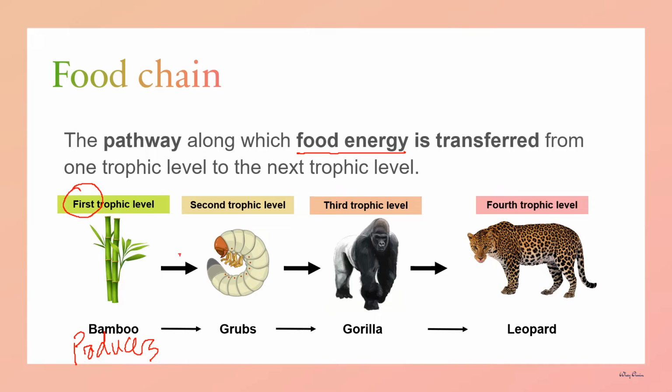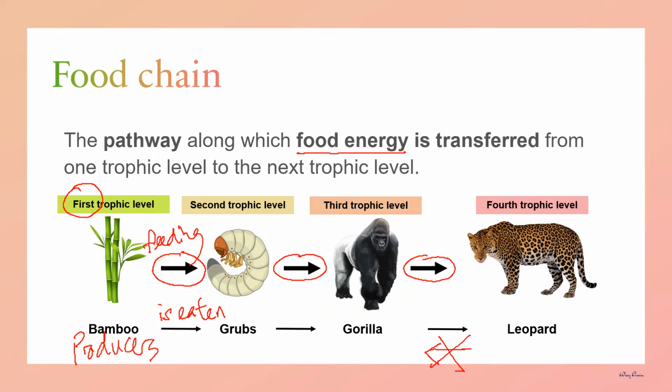The arrow shown in a food chain is representing the feeding relationship, which is always one way. That means the bamboo is eaten by grubs, and the grubs are eaten by gorilla, and gorilla is eaten by leopard, but not another way around. This is impossible.